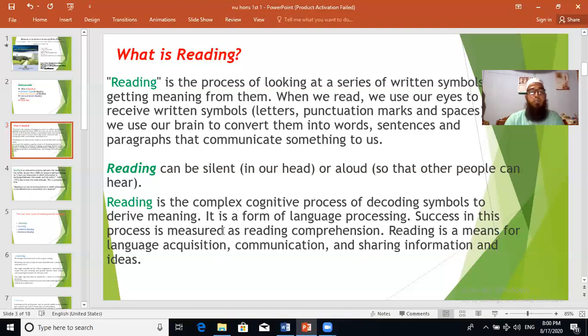Success in this process is measured. How do we measure reading skills? We know there are reading comprehension passages. That is the meaning here. Success in this process is measured as reading comprehension. Reading is a means for language acquisition, communication, and sharing information and ideas. So reading is a way. We read for language acquisition. We read so that we can make better communication. We read so that we can share our information and ideas.